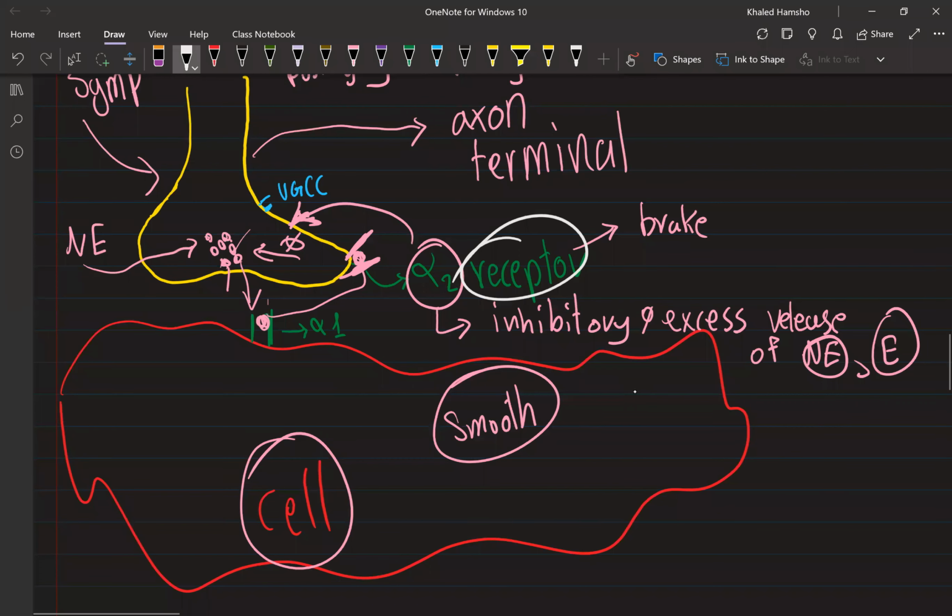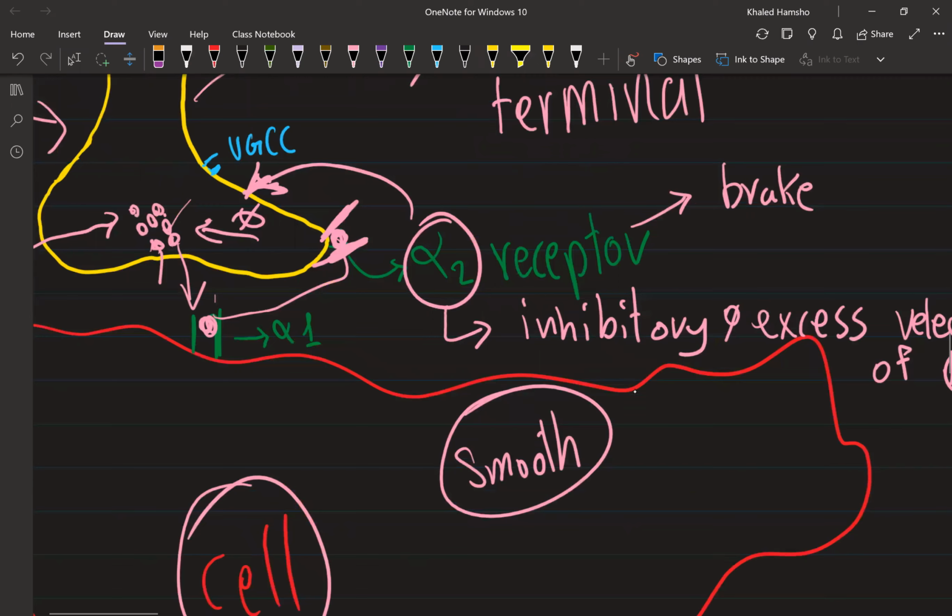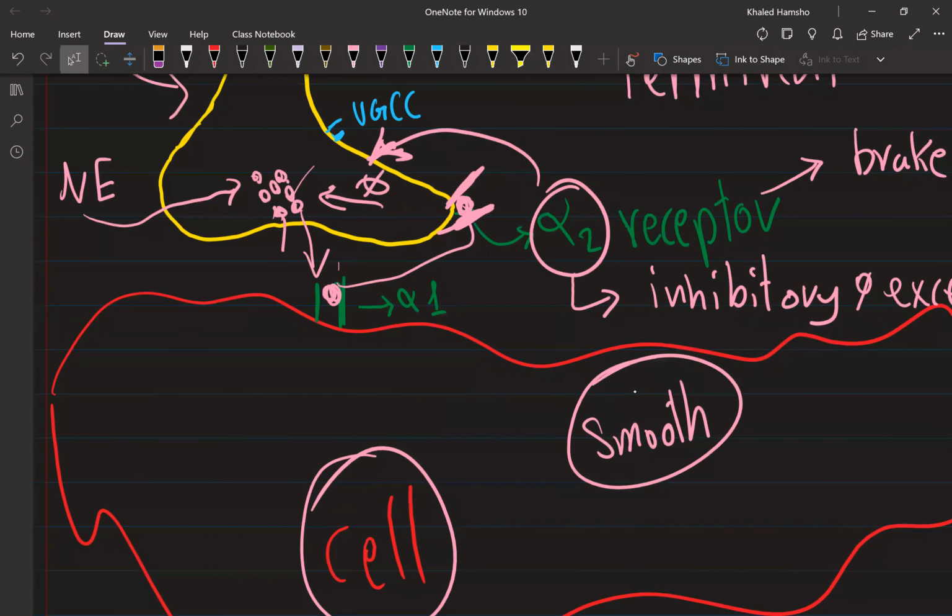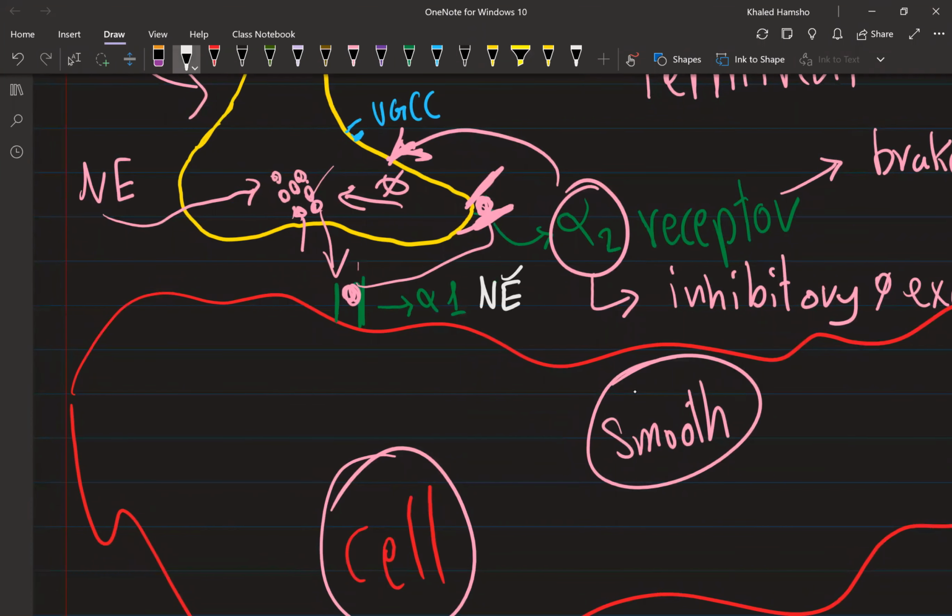Can you explain how it is a receptor? Because it controls, right? It doesn't receive anything. No, it does receive. It receives norepinephrine. It's like a brake. Norepinephrine is being used here and here at the same time, and this just prevents over release of norepinephrine. So it's like a slight controller. That's it.